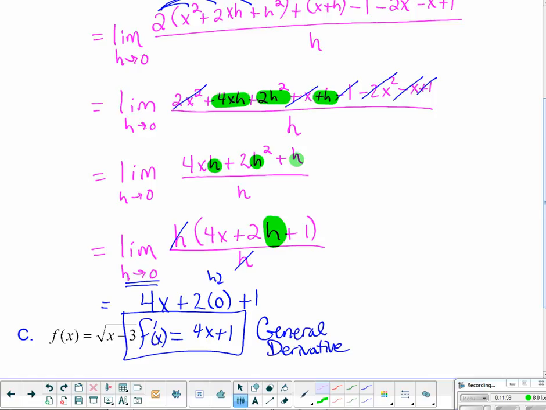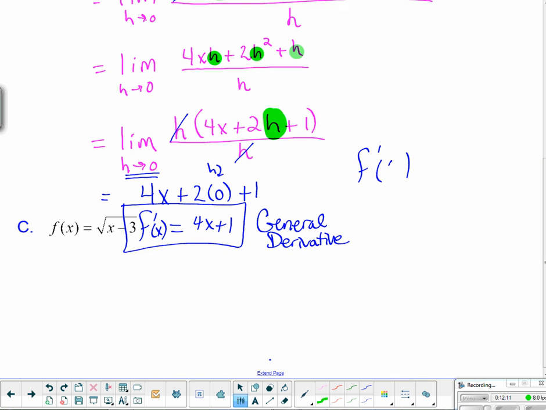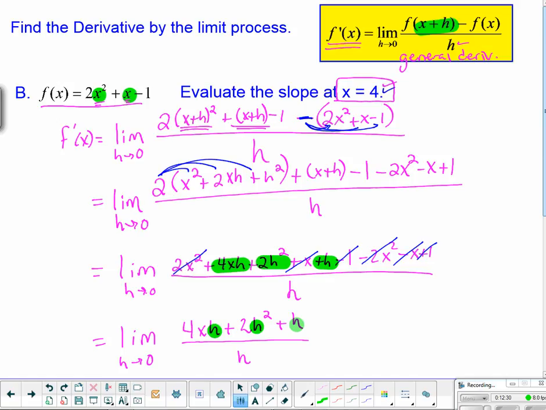I can get specific if I want to evaluate it at a point, and I do want to evaluate it at a point. This question asks, what is the slope when we're at 4? So we'll come down here and evaluate when it is 4, and I do nothing more than replace my x with the value of 4, and it looks like we get 17 out. Fantastic. That problem is completed.